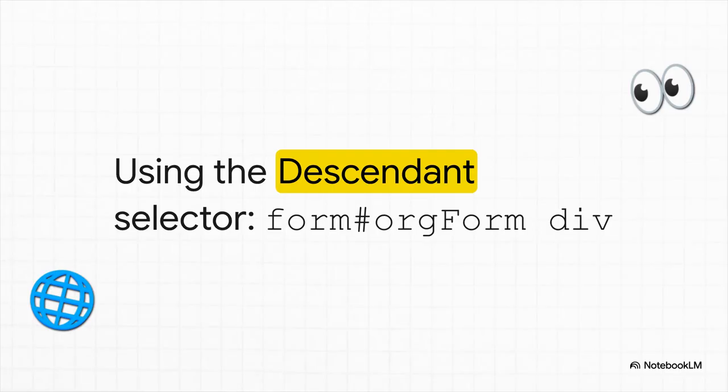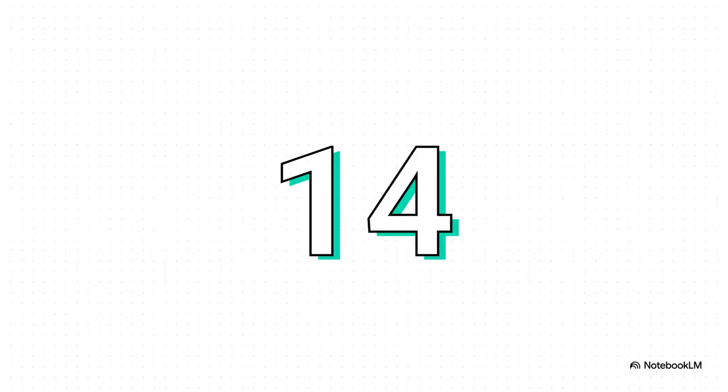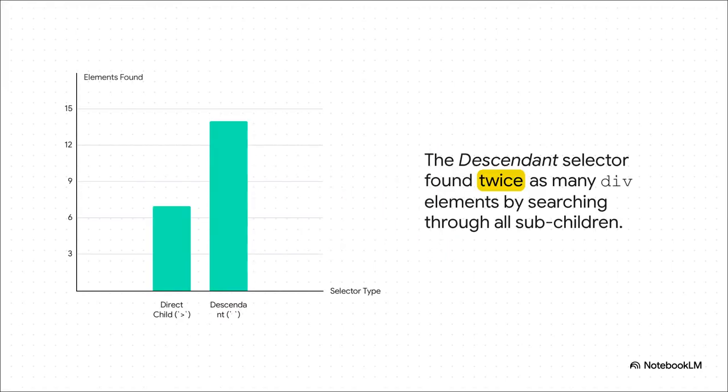Okay, round 2. Now we're going to unleash the descendant selector. And remember, this is the one that looks for all children and subchildren. Let's see what this one comes back with. Whoa, look at that, 14. It found literally double the number of elements. So what happened? Well, it found those first 7 direct children. But then it kept on digging, and it found another 7 divs that were nested way deeper inside the form structure. And this just illustrates the difference so perfectly, doesn't it?